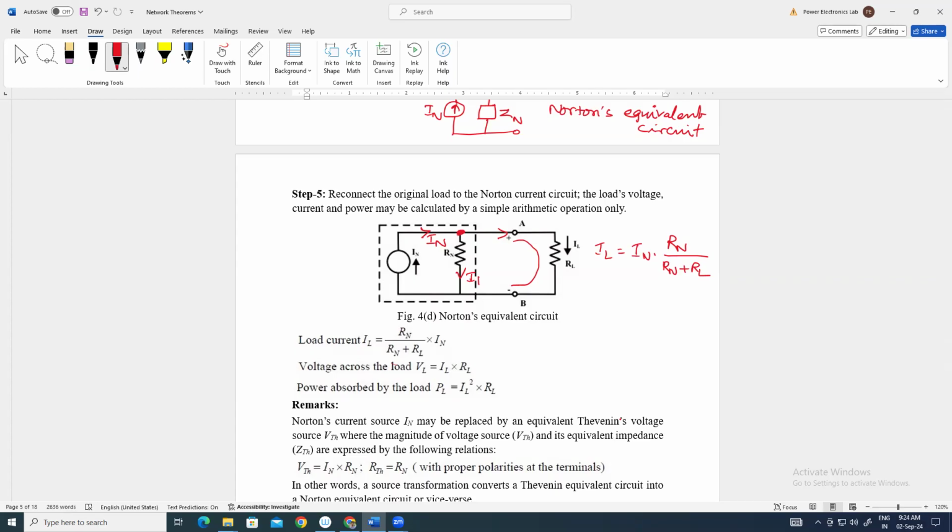Similarly, the voltage across the load we can calculate. That will be the voltage drop across this load resistor RL, and VL is equal to IL into RL. The power absorbed by the load, PL, is equal to IL square into RL. Because you know that in a resistor, power dissipation can be calculated by power equal to I square R. So here IL is the current, so IL square into RL will be the power absorbed by the load.